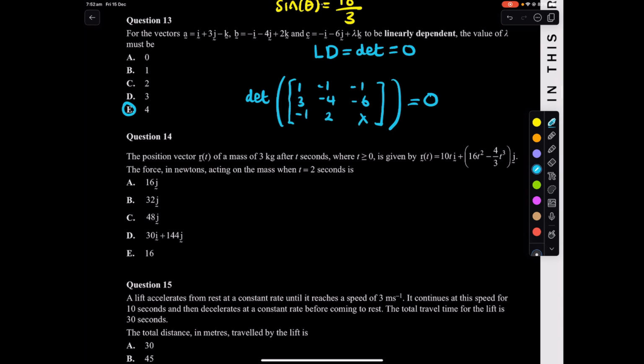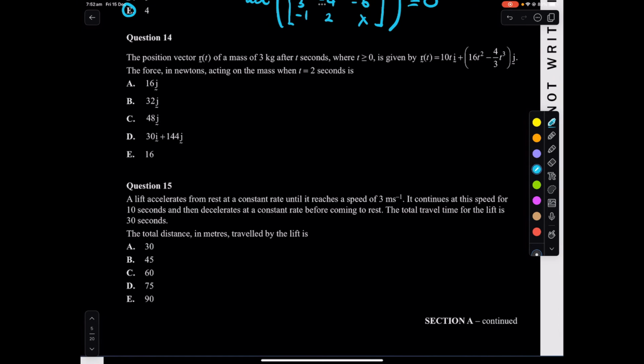Done. Very, very common. Question 14. The position vector r of t of mass 3 kilograms after t seconds, where t is greater or equal to 0, is given by this. Okay, so it's a position vector. The force in newtons acting on the mass when t equals 2 seconds is what? So we want the force.